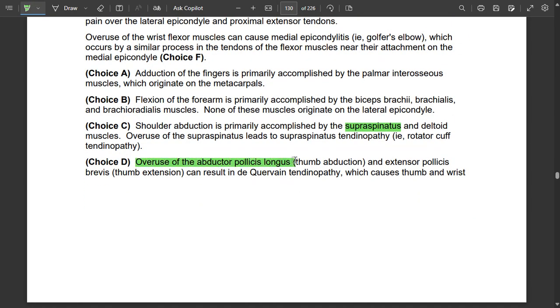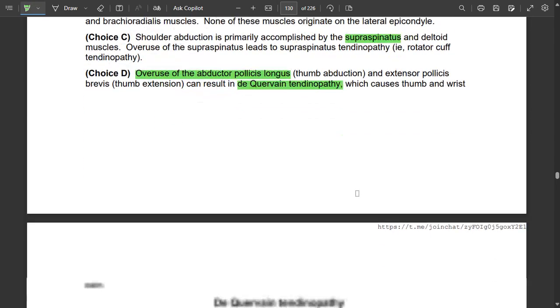Now consider overuse of the abductor pollicis longus, which abducts the thumb, and the extensor pollicis brevis, which extends the thumb. Abductor pollicis means abduction of the thumb, and extensor pollicis brevis means thumb extension. Overuse of the abductor pollicis longus and extensor pollicis brevis can result in de Quervain tendinopathy, or tenosynovitis, which causes thumb and wrist pain.